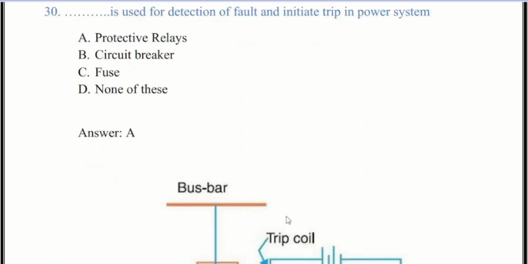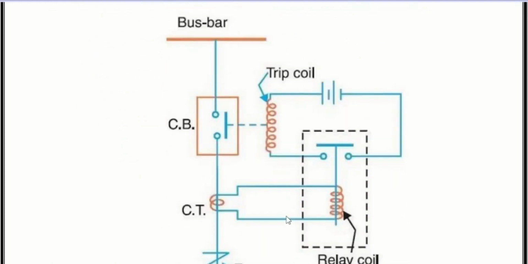What are protective relays? A protective relay is a device that detects the faults and initiates the operation of the circuit breaker to isolate the defective element from the rest of the system. The electrical quantities which may change under fault condition are voltage, current, frequency, and phase angle.